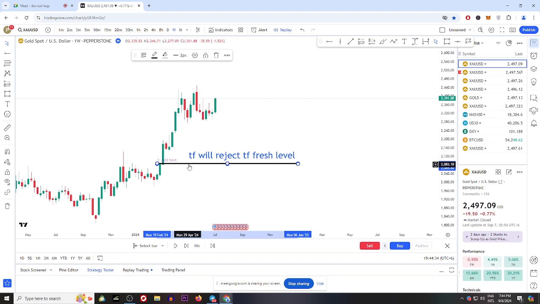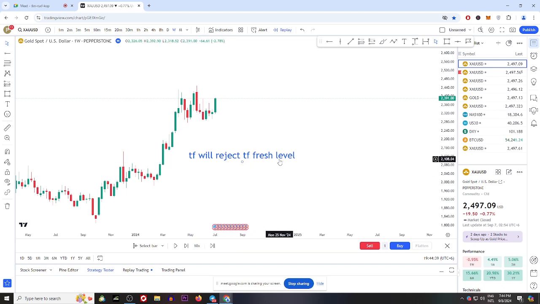Now, when I say TF will reject the TF fresh level, I mean that when we talk about level, this level is either an A level or V level, no gap level. Okay? No gap level. The time frame we are using currently is weekly, right? So if you write it down for understanding, weekly will reject weekly fresh level. Okay, clear?